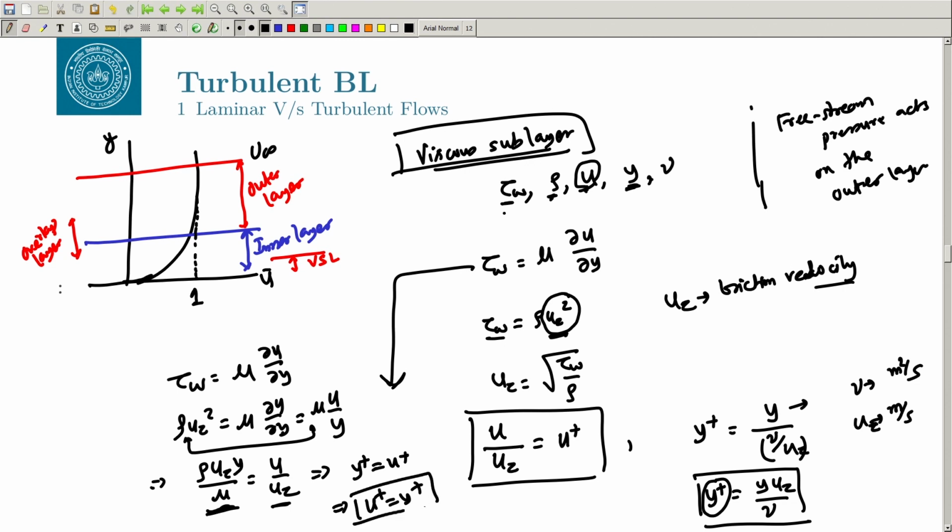So, in terms of non-dimensional velocity and non-dimensional distance, there is a linear relationship in this viscous sublayer. That is what we figured out from this argument: the only stress that dominates very close to the wall, in the viscous sublayer, is the viscous stress. That is why we could take this relation tau w equals mu del u by del y, and for a very small distance del u by del y can be written as u by y, and finally you get y plus equal to u plus. Remember, this is for a very small distance close to the wall.